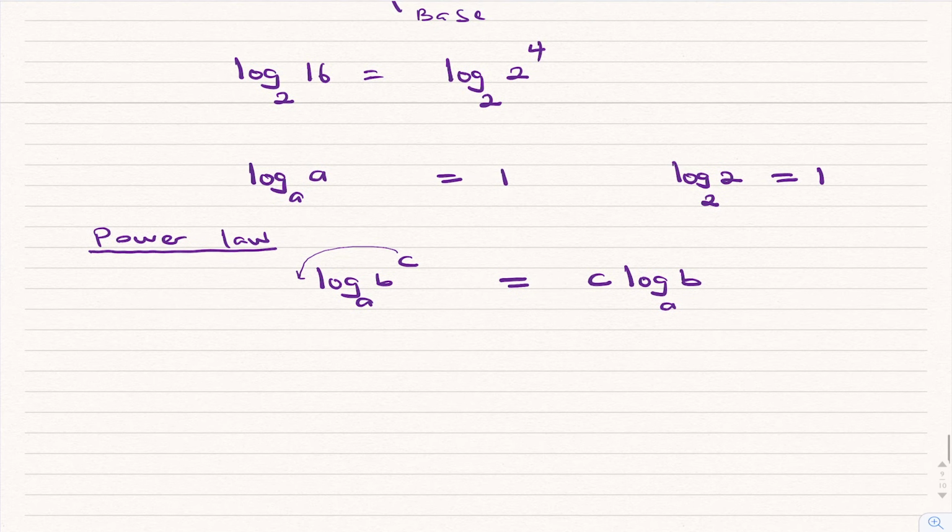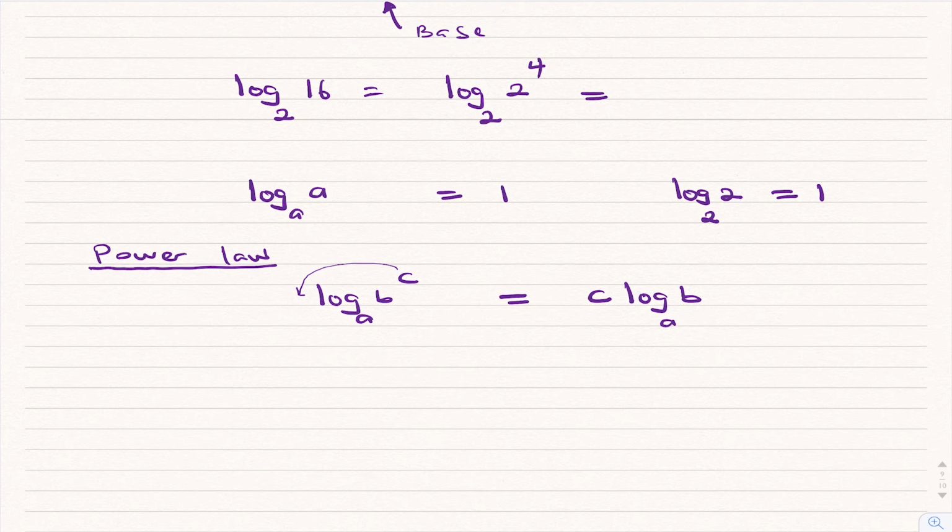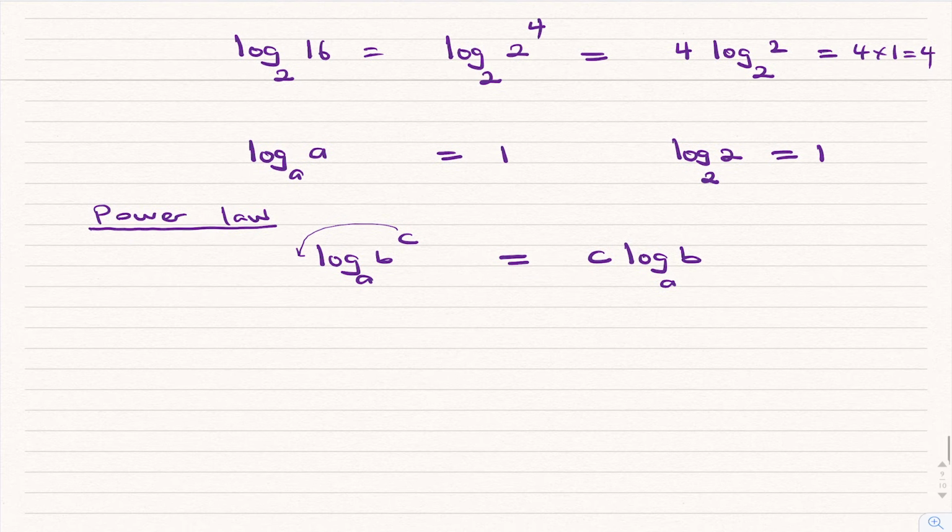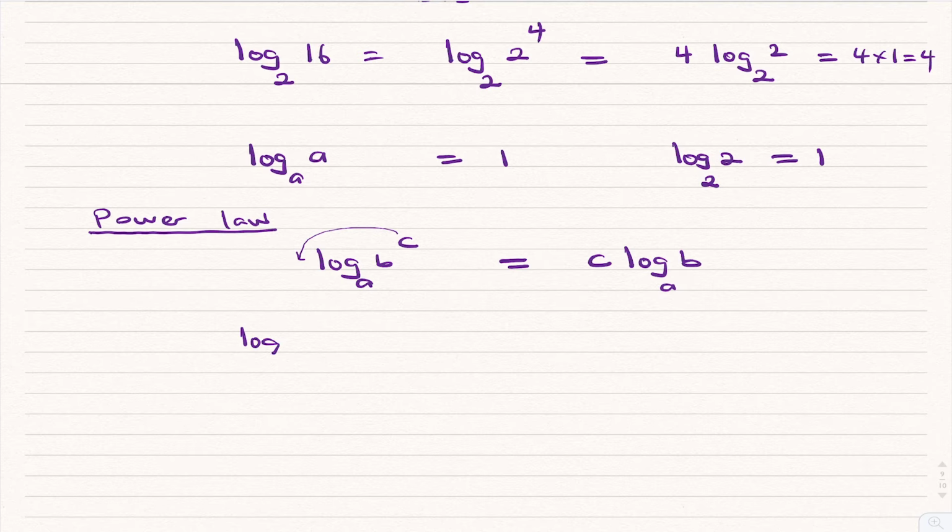A good example is this exercise here, what we just solved. We now have 4 log base 2 of level 2, and we know that log base 2 of level 2 is 1. That will give us 4 times 1, which equals 4. So what we're trying to say is log base 2 of 16 is equal to 4.